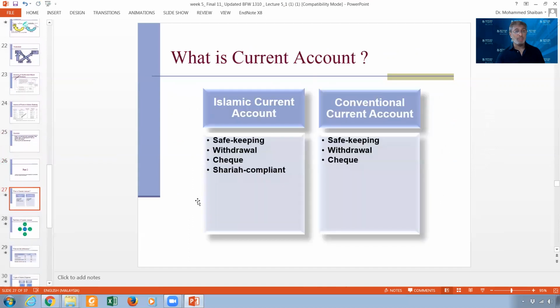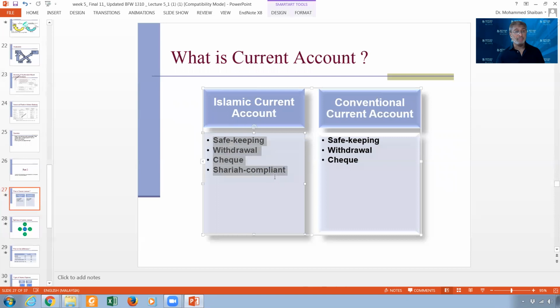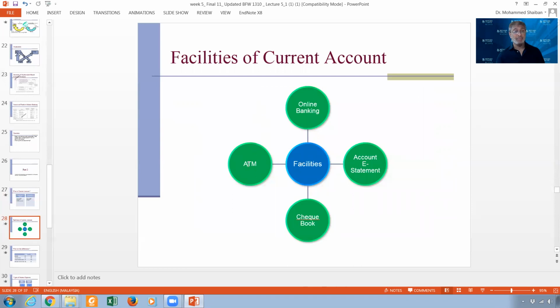Let me tell you now about modern banking. If you want to see the facilities: safekeeping, withdrawal, checks, Sharia compliance. Conventional current accounts have safekeeping, they give you withdrawal, and they give you checks if you want to withdraw. But this has to be Sharia compliant, so they are actually the same. Islamic facilities of current accounts: in Islamic banks, you can withdraw your money from an ATM, you can do online banking, you can receive account statements for debit cards and for the current accounts. Now, credit cards are a different issue. We'll talk about it maybe next week. And they will give you a checkbook.